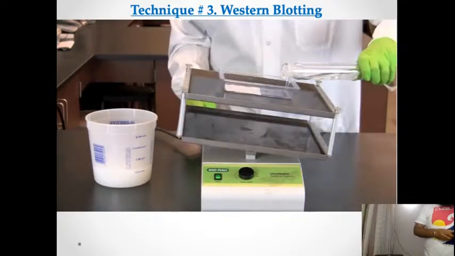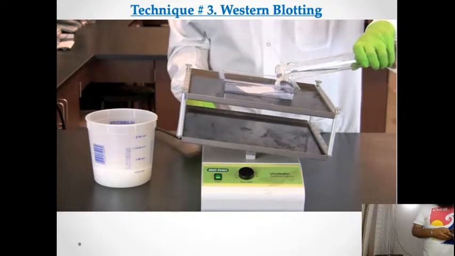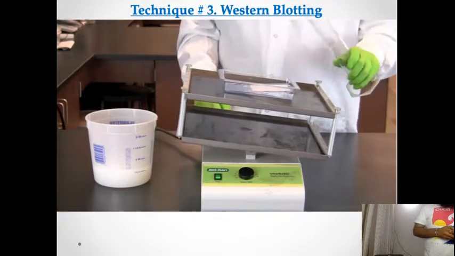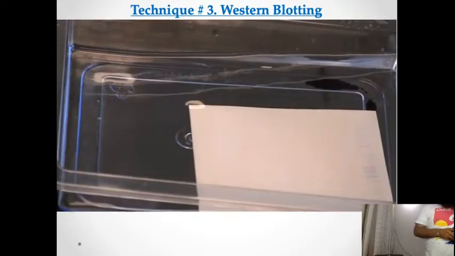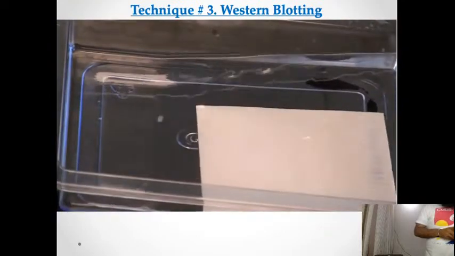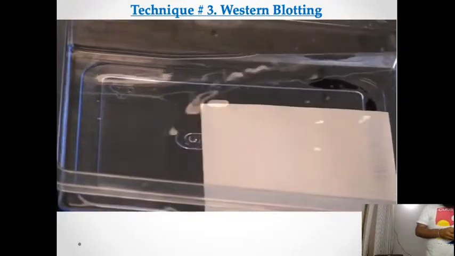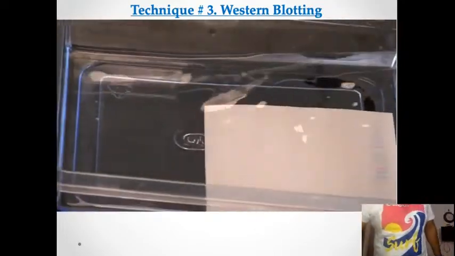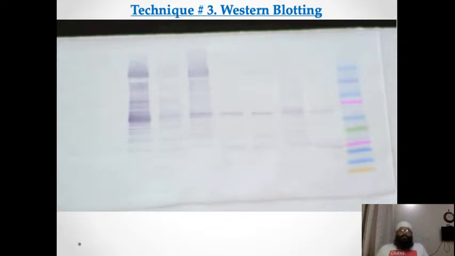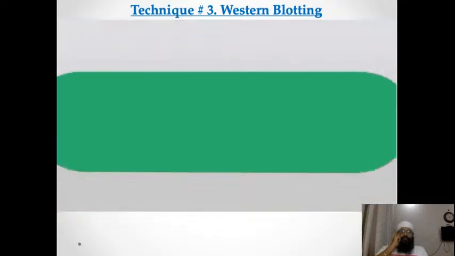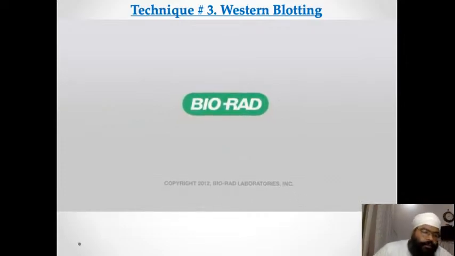Add 10 milliliters of substrate. Incubate the membrane with the substrate for 10 to 30 minutes with either manual shaking or on a rocking platform. Watch for the color development. Once the colors have developed, rinse the membrane twice with distilled water and blot dry with a paper towel. Air dry for 3 to 60 minutes and then cover in plastic wrap for storage. So that was about Western blotting.